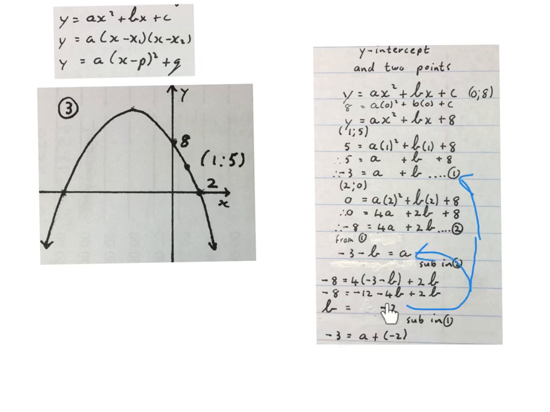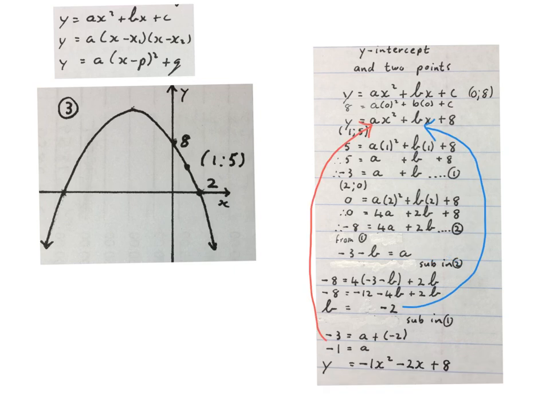Then you substitute this minus 2 back into 1, either there or there. Then you get a is equal to minus 1. Then we substitute this b that we got back in there, the a that we got back in there. And then we have our final equation for this parabola. Please stop the video and get your brain around this one.